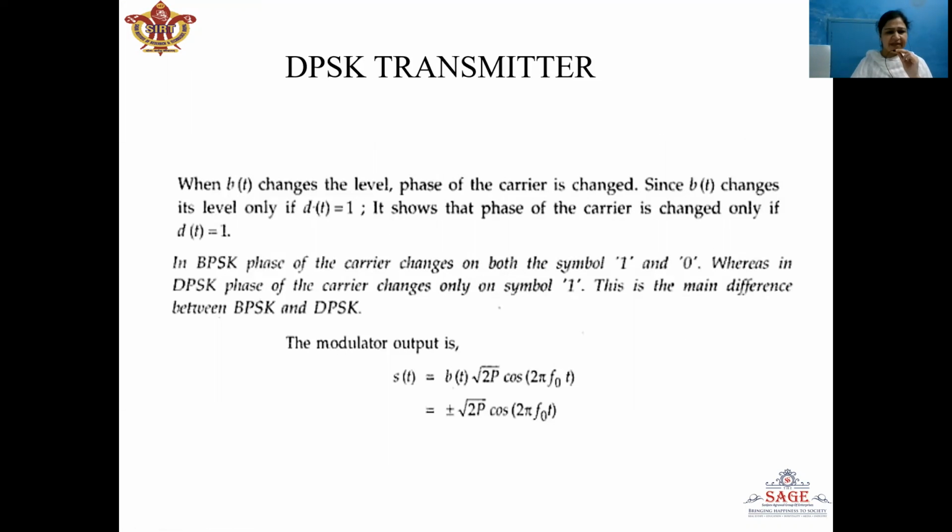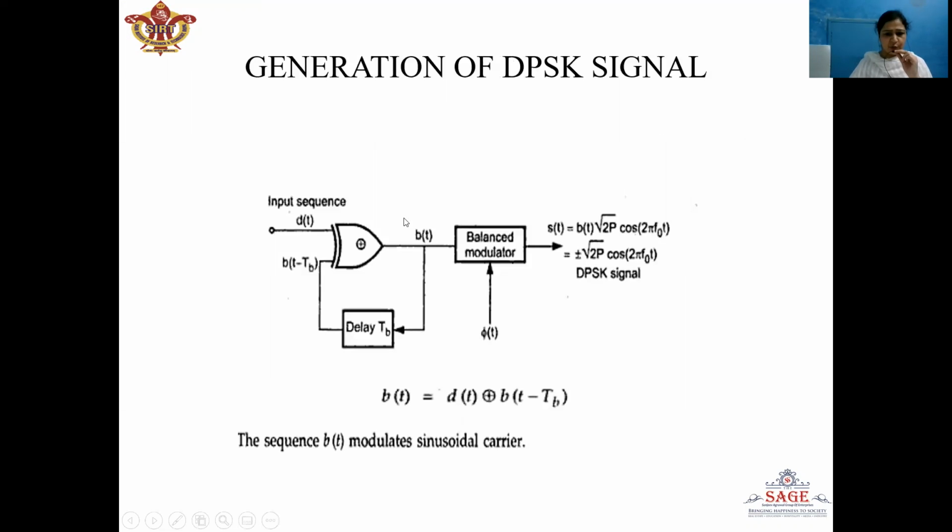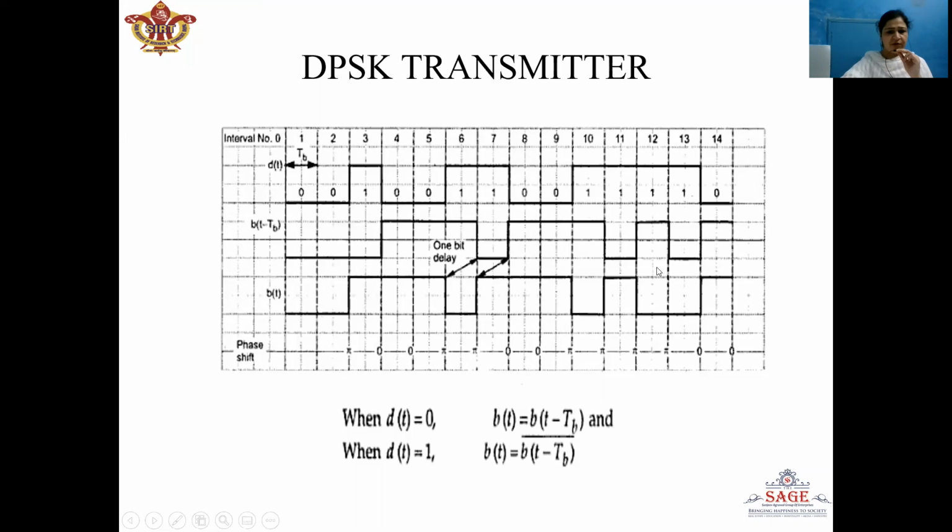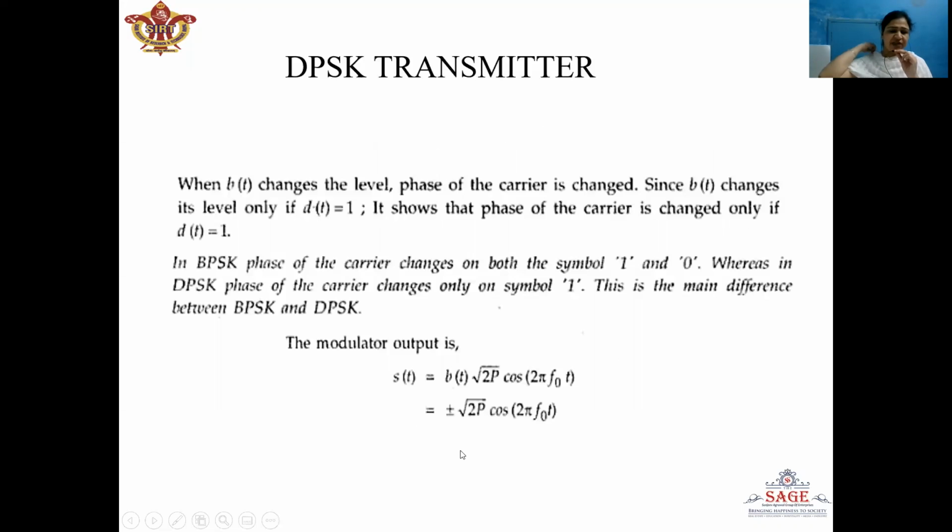So when BT changes the level, the phase of the carrier is changed. Here we can see from the equation that when BT changes its level, that means when it goes from plus to minus or from minus to plus, the level of the modulated signal is changed. And we know from the waveforms we have seen that BT changes its level only when DT is equal to 1. This means that there will be a change in the phase of the carrier only when DT is equal to 1.